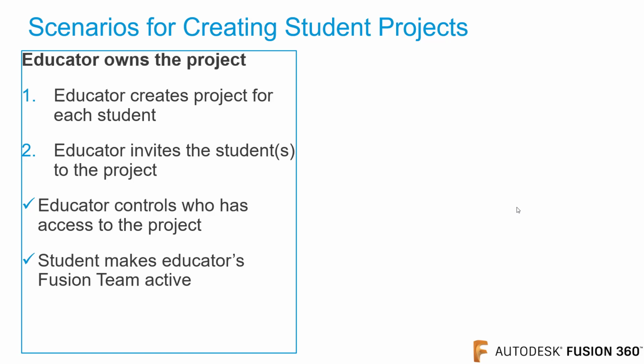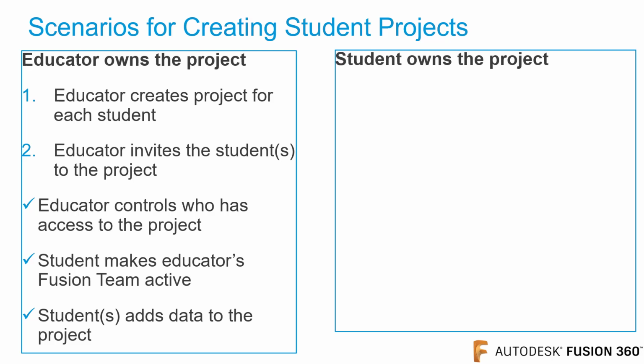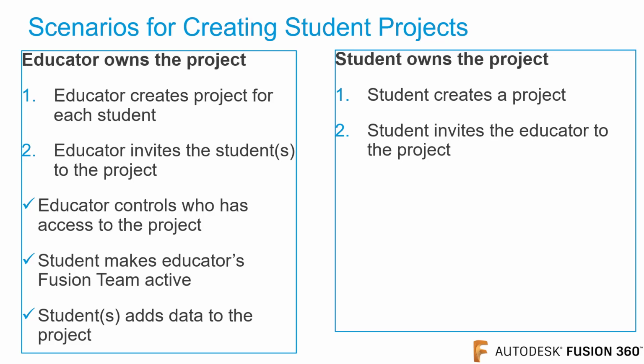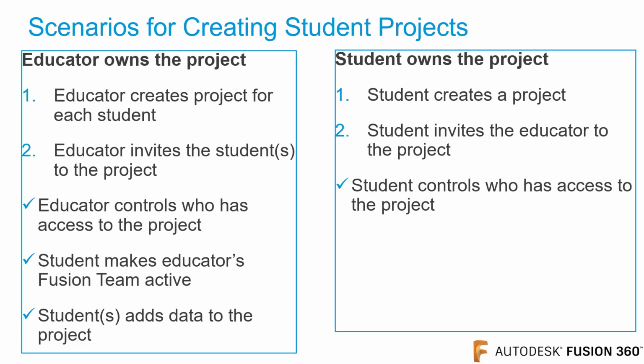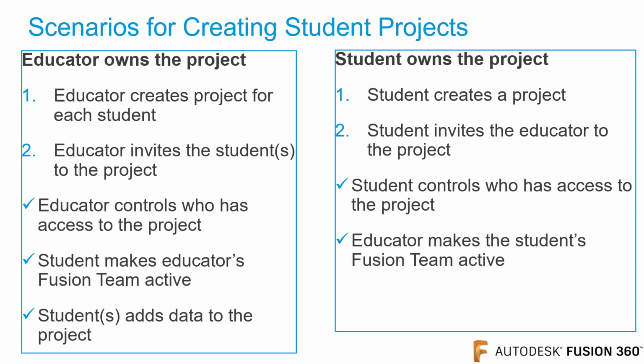Then inside of Fusion 360, the student will make the educator's Fusion team active, and then the student will add data to that project. For scenario 2, the student owns the project. In this case, the student will create a project, then invite the educator into that project. How this works is that the student has complete control on who has access to the project. Then the educator would make the student's Fusion team active. Then the educator can see and edit data in that specific project.